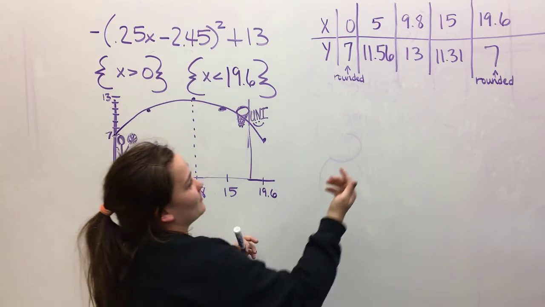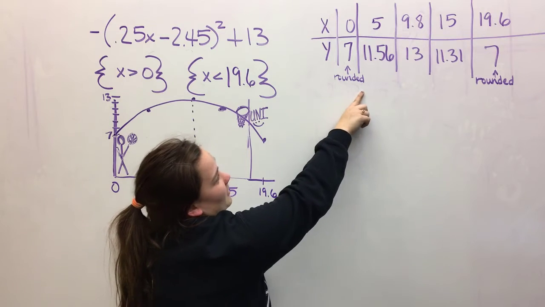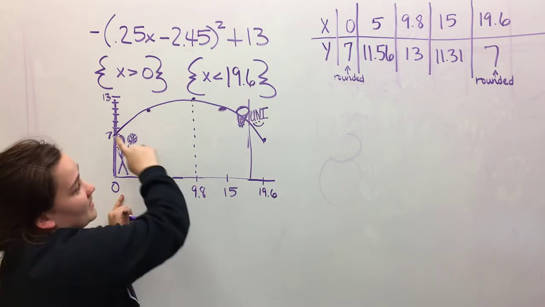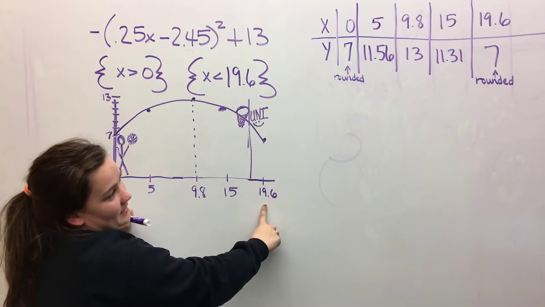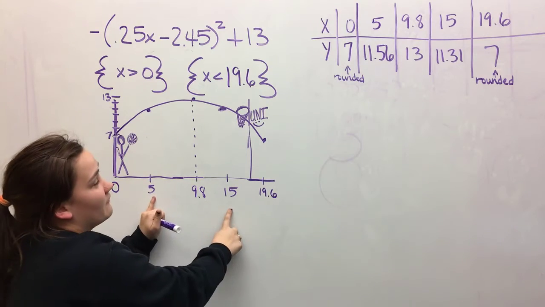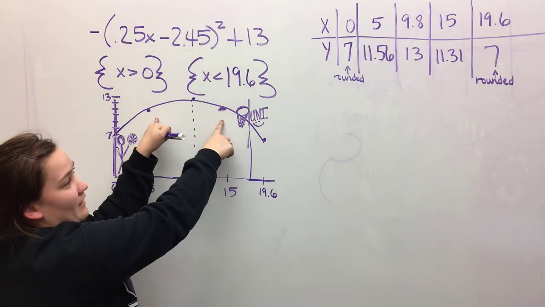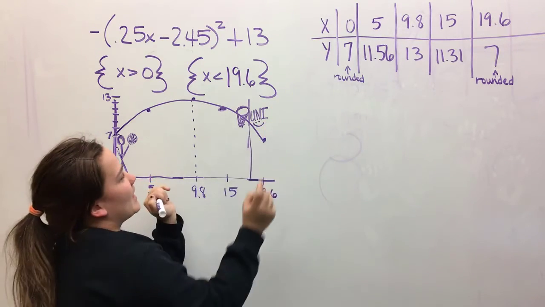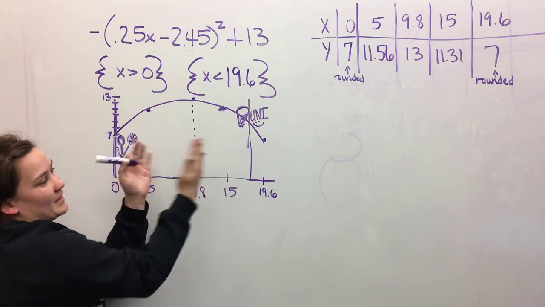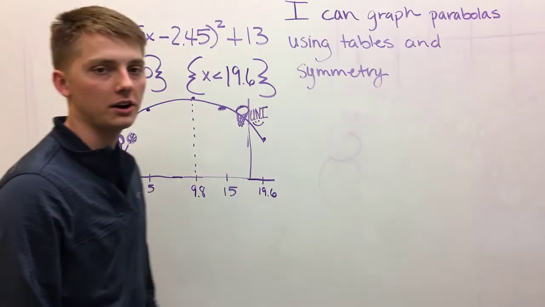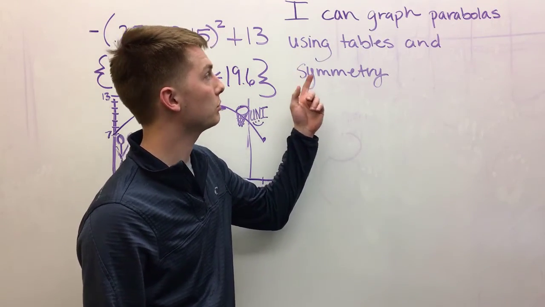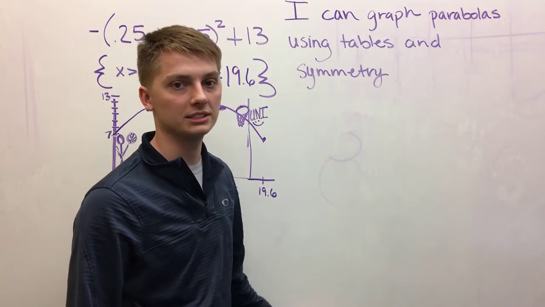Also with this, I could go to the x and y table and show that when you're at 0, you're at 7, and when you're at 19.6, you're at 7. When you're at 5, and when you're at 15, you're at 2 close 11s. And when you're at 9.8, you're directly in the middle at 13, which you can fold together to have symmetry. Alright, so with this knowledge that you just learned, hopefully now you can graph parabolas using tables and symmetry.